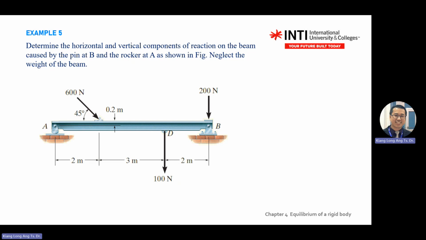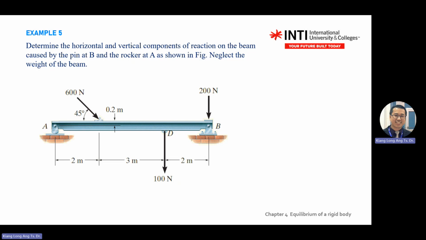So point A can move to left, right. It can rotate also, but cannot move down. You press down, cannot go down. So when you press down, what do you feel? You feel something pressing your bodies. So you just write AY. Then B. B also can rotate because it's a pin. Then B, I just follow my normal direction, BY and BX. Then you do analysis. If you get negative, then you need to flip the direction.